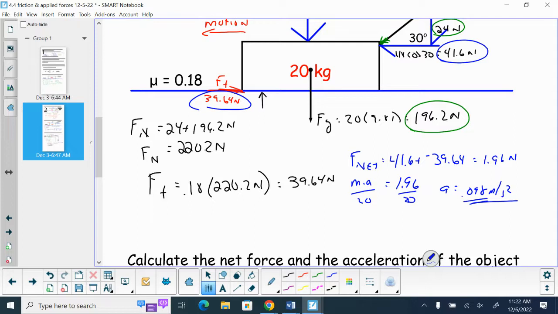I'm going to stop there today. So tomorrow we'll have a few more people here. We'll start working with the inclined planes. We'll start inclining the plane a little bit now and start working with that.